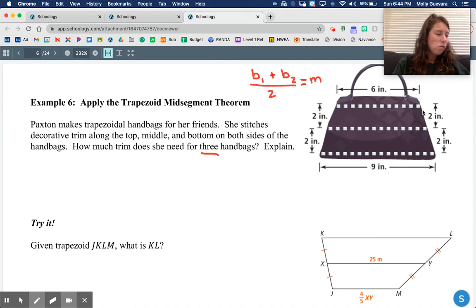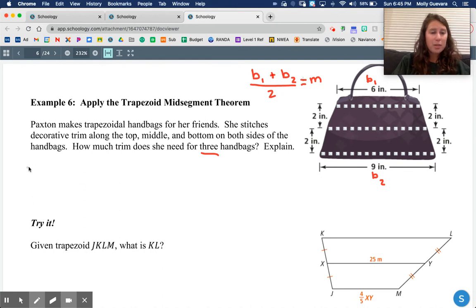So all I have to do now is I know what base 1 is, I know what base 2 is, so I know how much trim she needs along the bottom. I know how much trim she needs along the top. I just need to know how much trim she needs in the middle. So I'm going to use my formula. Where base 1, again, it doesn't matter. It can be 6 or it can be 9. I'm going to call it 6. I'm going to call this one base 1. And I'm going to call this one base 2. But it doesn't matter. You could switch that.